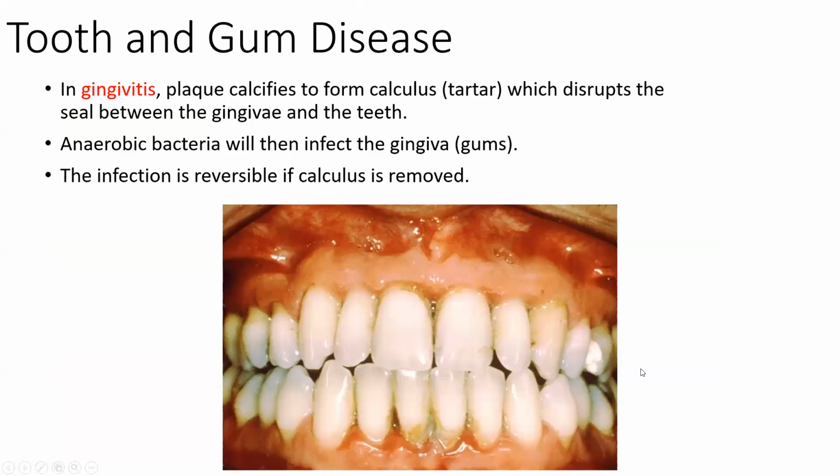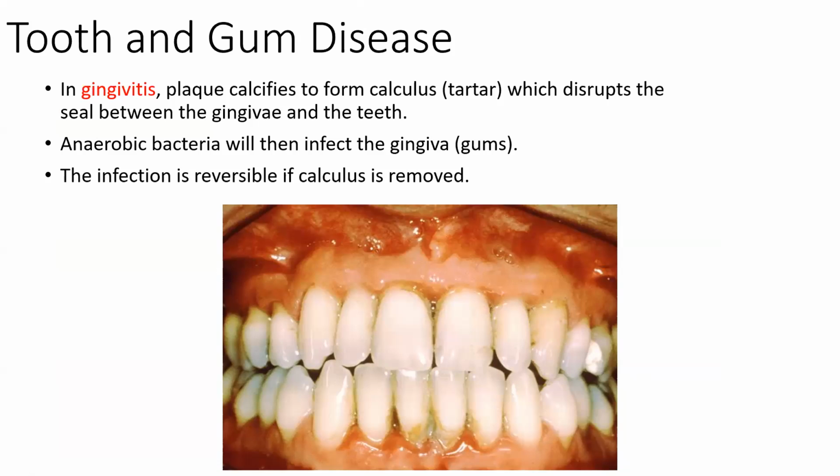So here we see an example of gingivitis itself. Now this is gingivitis with significant inflammation. The teeth don't look bad. The teeth look white. You know, we like our teeth to look clean, but the tartar that forms between the gingiva and the teeth causes inflammation.